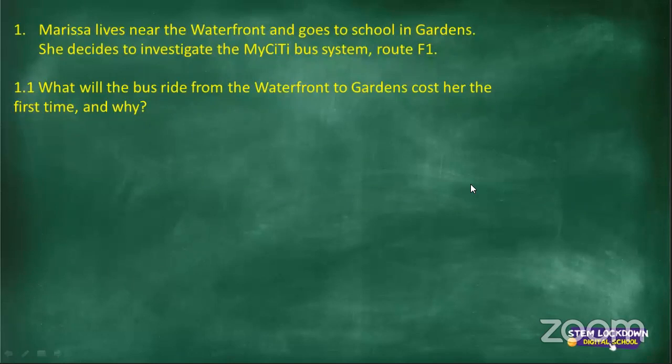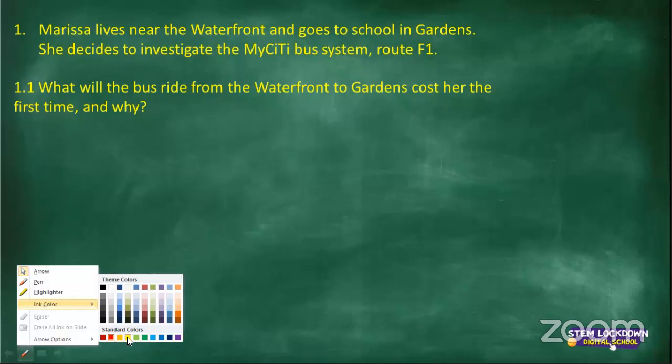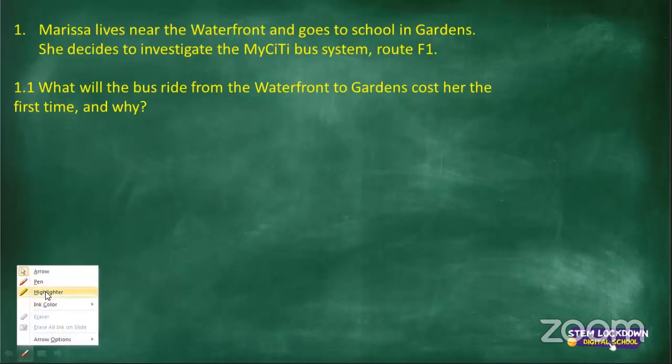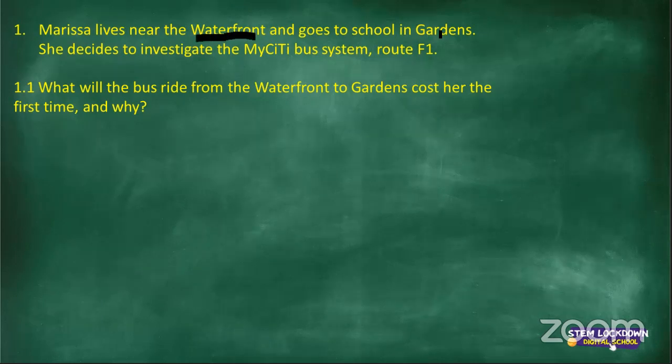Question 1: Marisa lives near the waterfront and goes to school in Gardens. She decides to investigate the MyCiti bus system route F1. What will the bus ride from the waterfront to Gardens cost her the first time and why? So what's important, the keywords that will guide us here: Marisa lives near the waterfront and goes to school in Gardens. So we need a route where she uses route F1. This is a one-way trip from waterfront to Gardens.